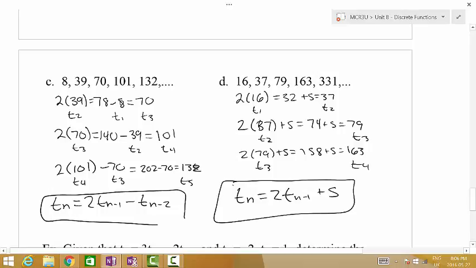This one, again, recursive formula, it is a lot of guess and check. You kind of have to try some numbers until you figure out the right formula.